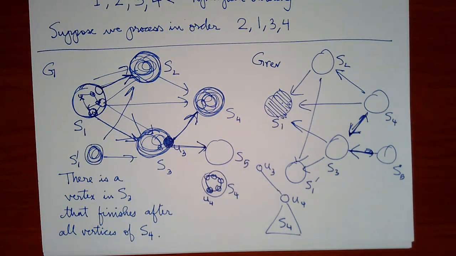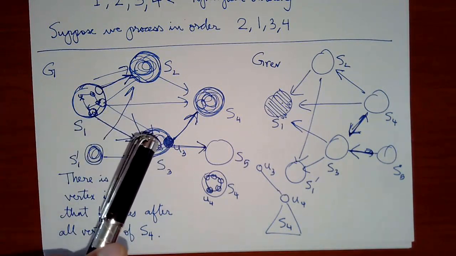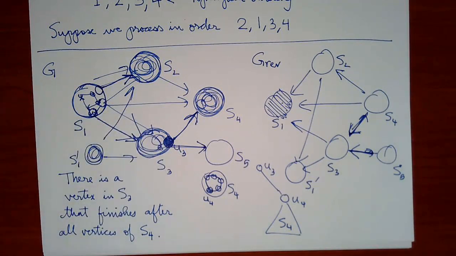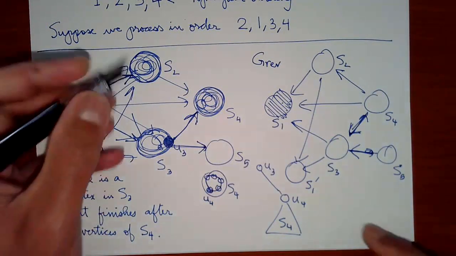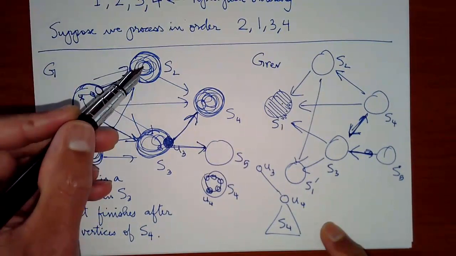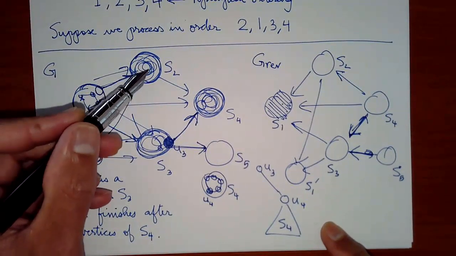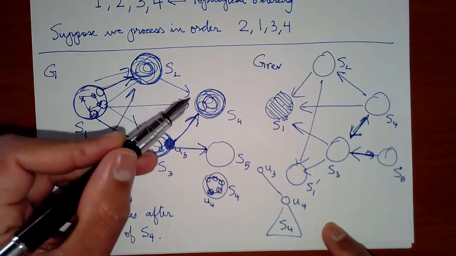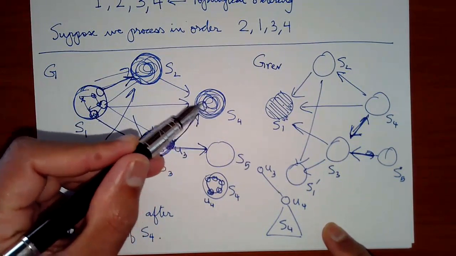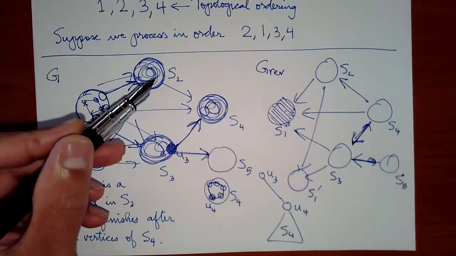Any questions about this? So hopefully you're seeing the idea of why this works. Just to be clear, everything in S2 will finish after S1, right? Like every vertex in S2. No, that is not true, because suppose you started in S2. Okay? Yeah. And maybe that DFS is going to go visit everything in S4, come back, and then finish.